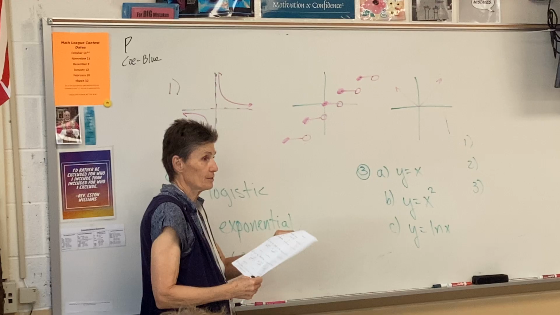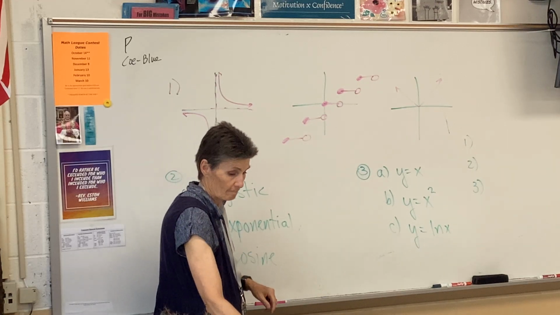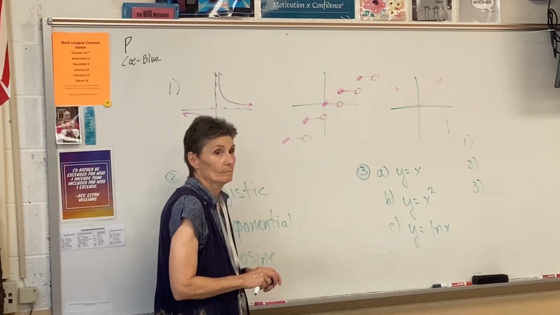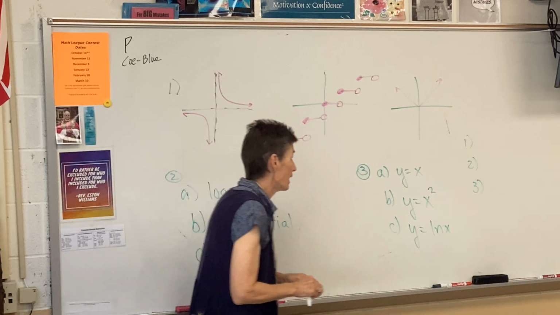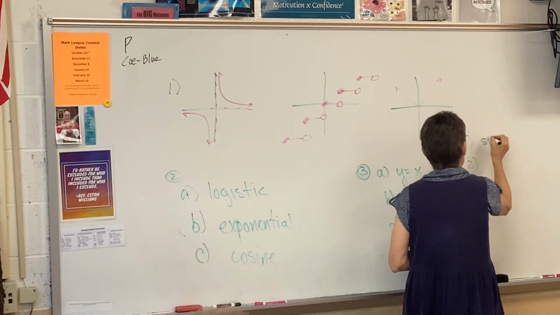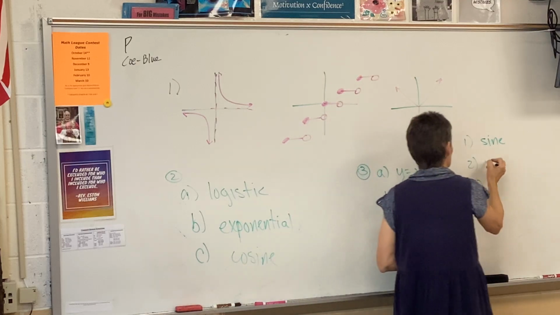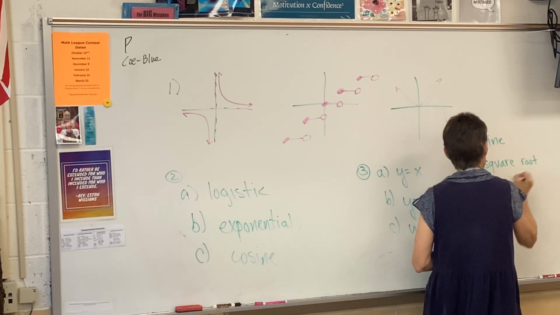Now the really tricky part. What's missing? Sine. Square root. Cube. And cubing? Yeah.